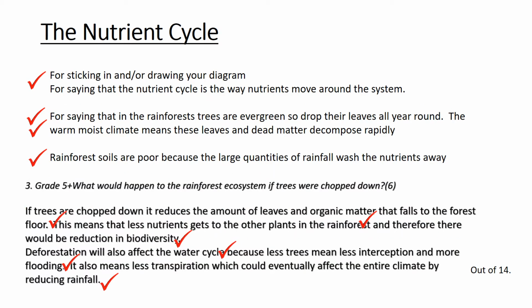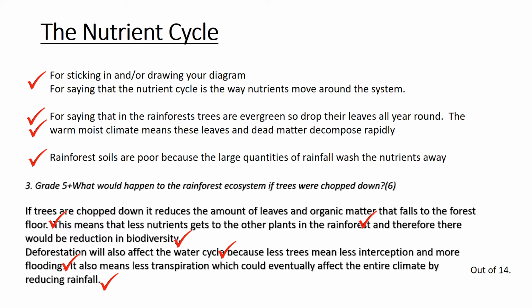Okay, so the next part of that question should be about the nutrient cycle. So to get the other 4 marks, you need to have stuck in the diagram or drawn your own diagram of the nutrient cycle, and for saying that the nutrient cycle is the way the nutrients move around the system. Then you get 2 marks for saying that the rainforest trees are evergreen, so they drop their leaves all year round, and that leads to a continuous supply of leaves. And the warm, moist climate means that the leaves and dead matter decompose rapidly, so it's a really rapid cycle again.